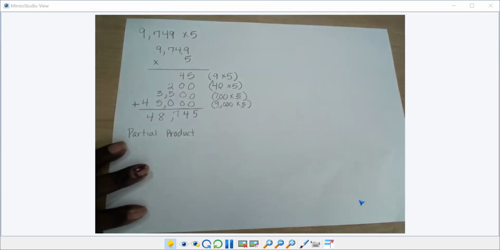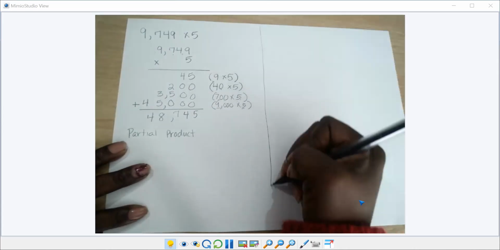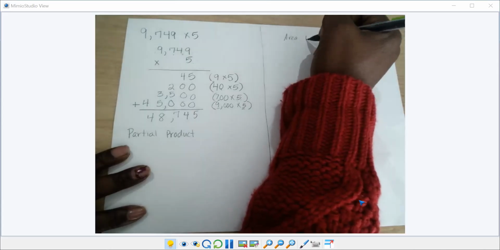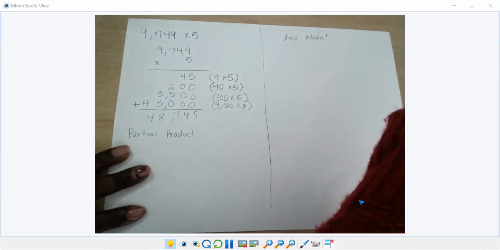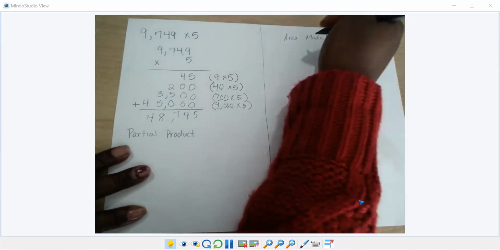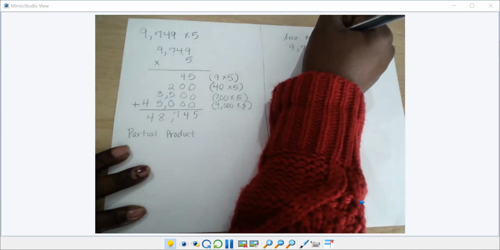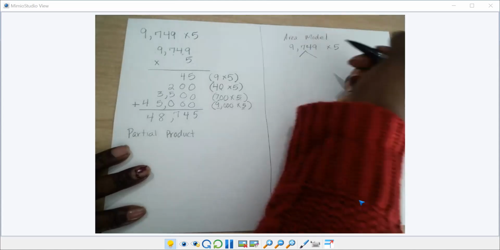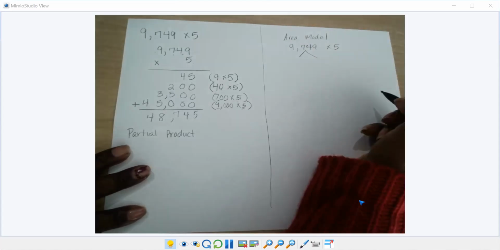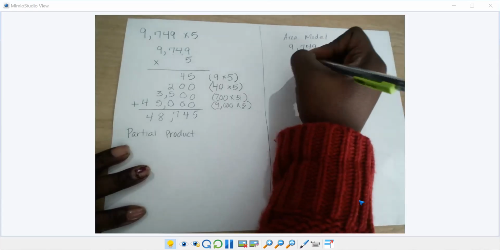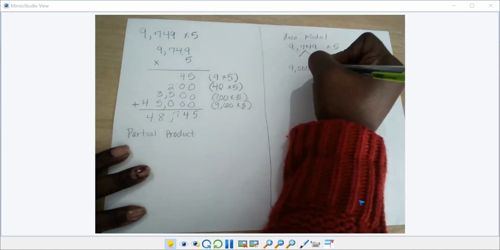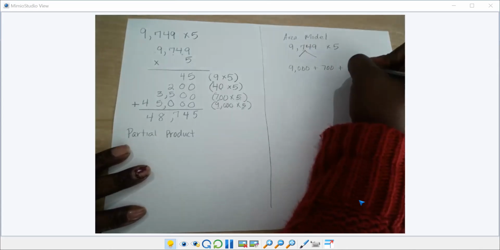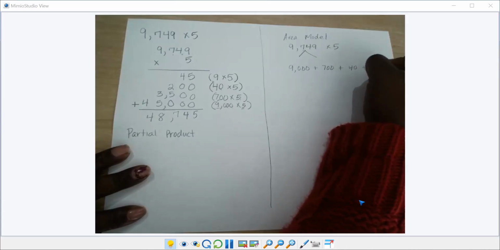Our next strategy is going to be the area model. With the area model, you will write your problem again, 9,749 times 5, and then we will write the 9,749 into expanded form, and we have 9,000 plus 700 plus 40 plus 9.